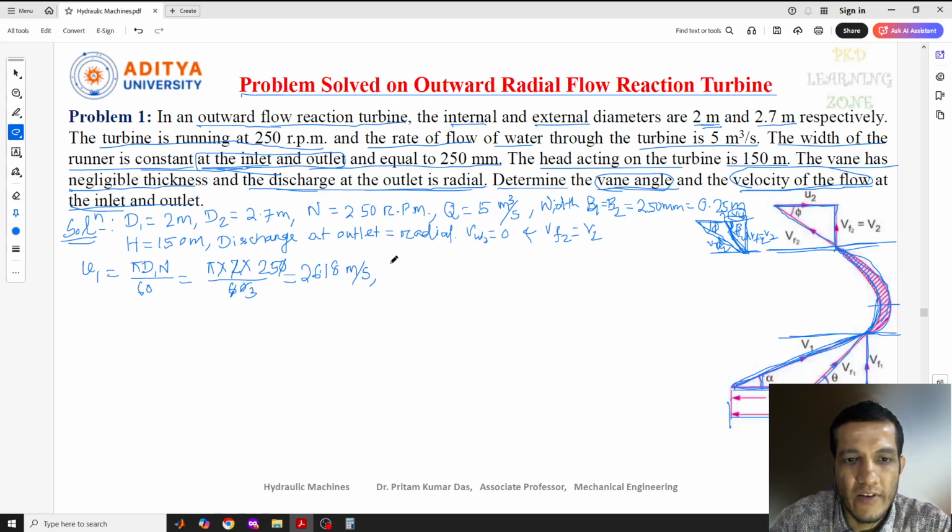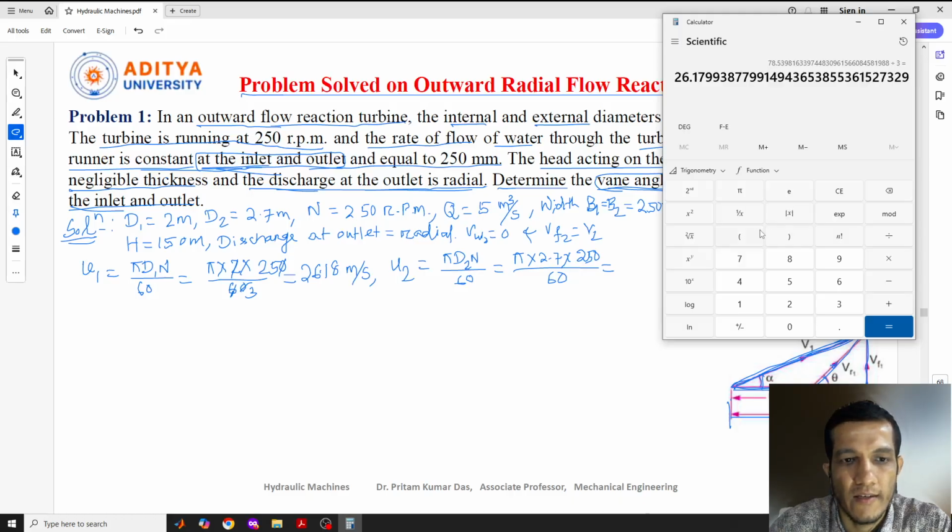Similarly, the tangential velocity at outlet condition. These are the basic parameters required to calculate the vane angles and velocity of flow. Here also I can write pi d2 n by 60, where d2 is given as 2.7, n is as usual 250, divided by 60. This is the same thing, but slightly different.